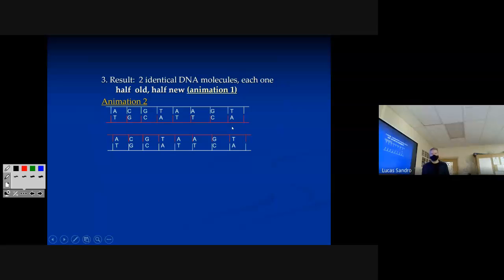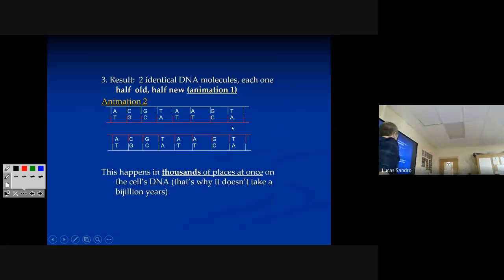The last thing is there's no way you could do this in a reasonable amount of time with your entire 6 feet of DNA using just one helicase, starting at one end and unzipping all the way to the other end. It's not how it works. That would take forever. So what you do instead is you make thousands of helicases and thousands of polymerases, and you do this in thousands of places at once along the 6 feet, and they all meet up together. Which means you can get S phase done in hours rather than months.